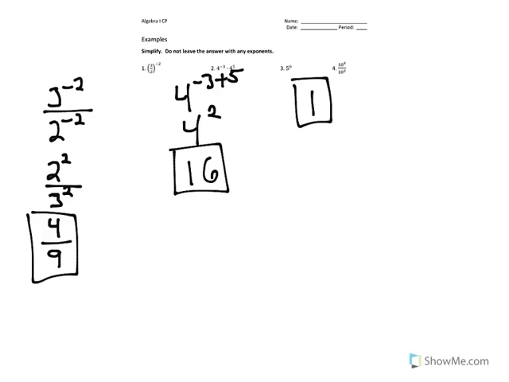And then number 4, we have 10 to the 8th divided by 10 cubed. So we have quotient of powers. So we keep the base, which is 10, and subtract the exponents. So 8 minus 3 is 5. 10 to the 5th power, 100,000.